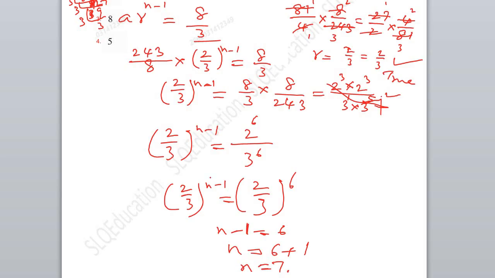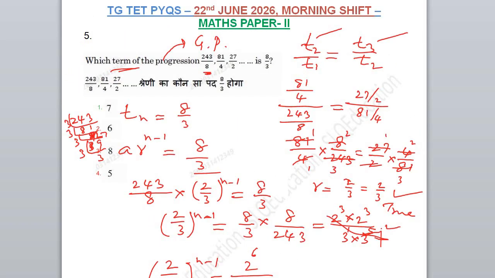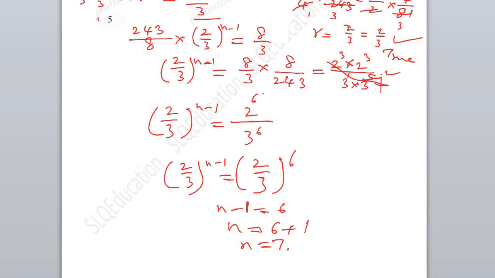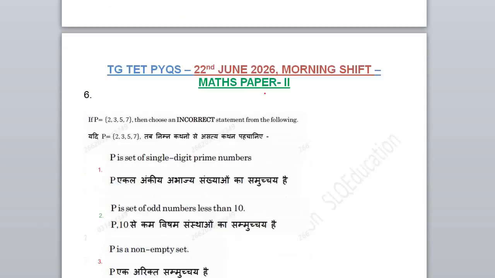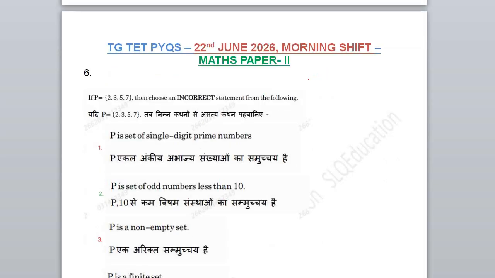So here in the options where this 7 is given, the first one is the answer. So the first one, 7, is the correct answer. So the term number 7 is 8 by 3. Which value did we get? This 8 by 3 is which term? The seventh term. The seventh term value is 8 by 3, we got. So 7 is the answer. Hope you understood. If you want, you can go through it once or twice.